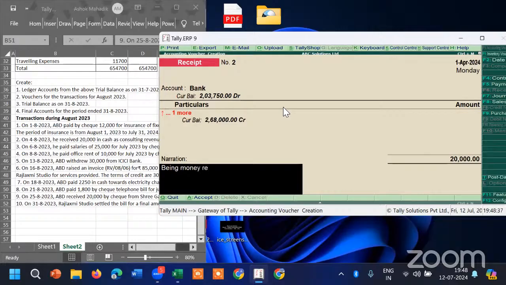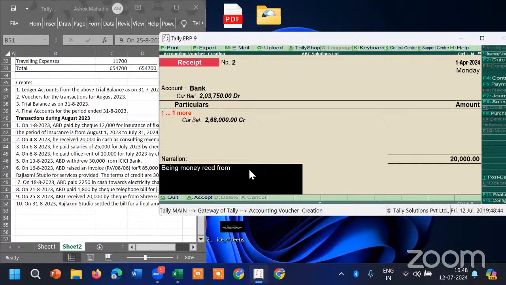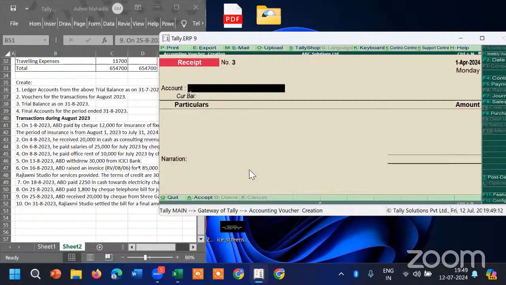Money received from Ganesh Technology, professional fees. Is it clear? This way you can do the narration part.